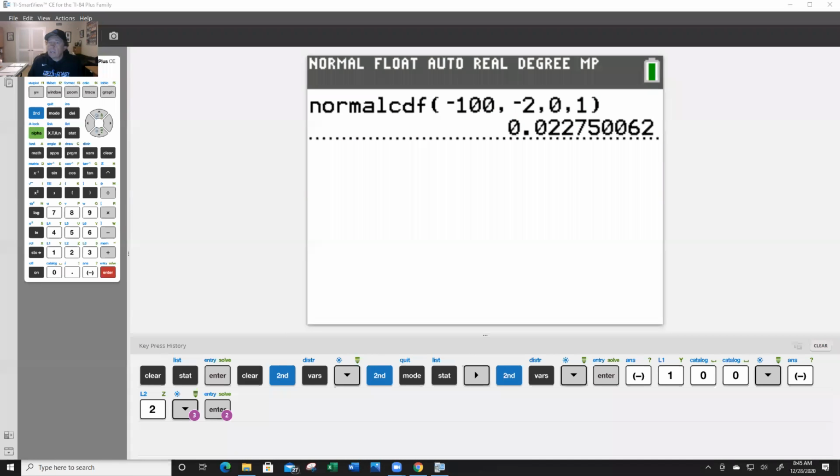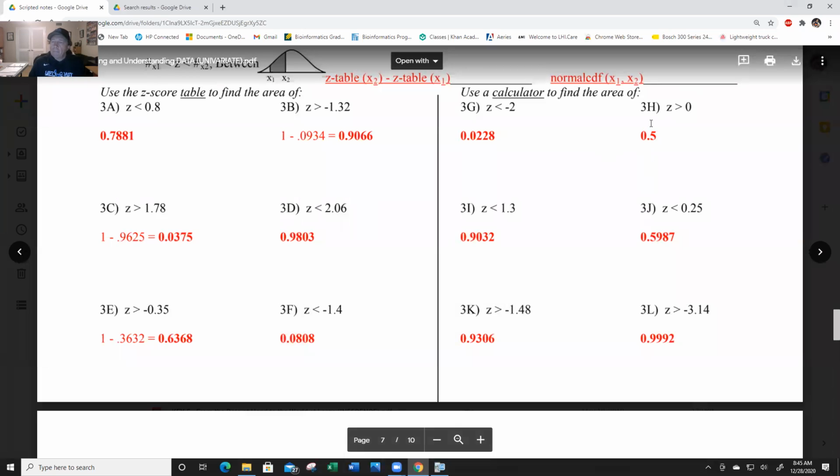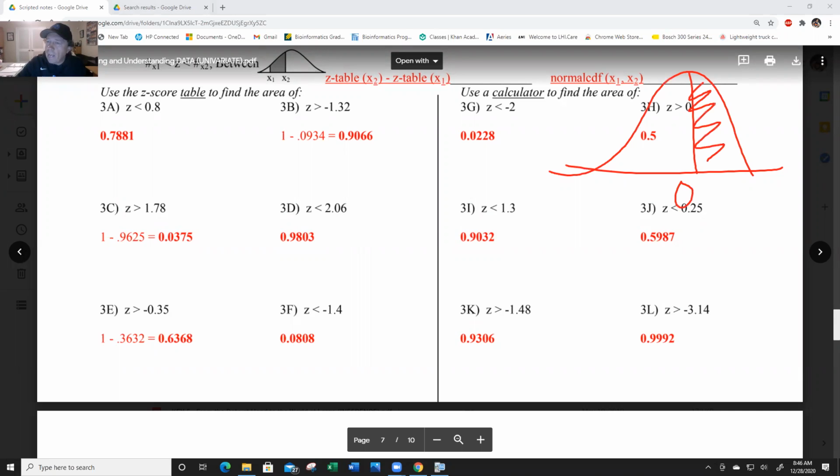So the next one is the area above 0, a z-score of 0. I'm not even going to do this one. I should know this one off the top of my head. The area above 0, here's 0. The area above that is 50%, 0.5000. Okay. All right, let's go ahead and clear that.